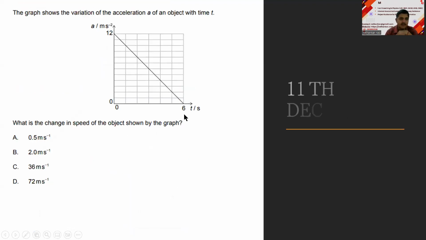Okay, let me go to the next one. The graph shows the variation of the acceleration a of an object with time. So an a-t graph has been shown over here. Find the change in speed of the object shown by the graph. As you know, if an a-t graph is given, how do you find the change in speed, or what can you get from this particular graph? So do it, and you will definitely get an answer. This is a straightforward question, very, very easy, and I hope everyone should be able to get an answer for this.